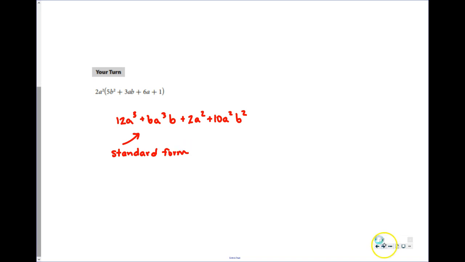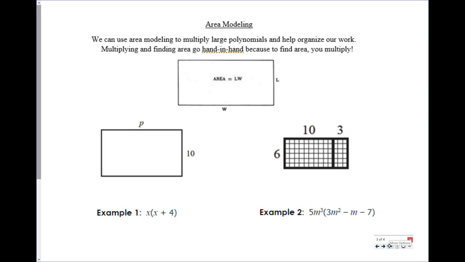Okay. There's another way to think about multiplying polynomials, and we're going to get into this a lot more later. I'm going to introduce it now because it's a really awesome way to help organize our work, and it's called area modeling. So area modeling is used to multiply polynomials to help organize our work. Multiplying and finding area go hand in hand, because to find area you multiply.